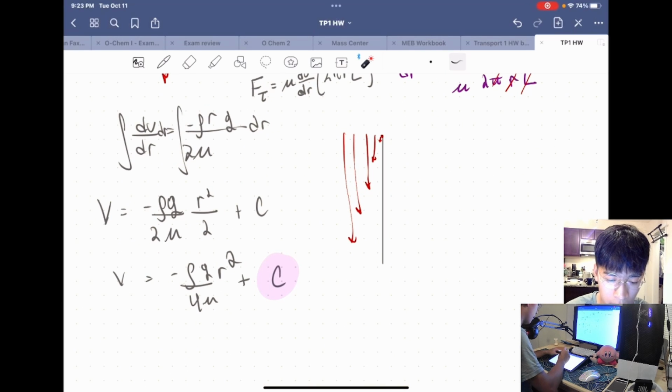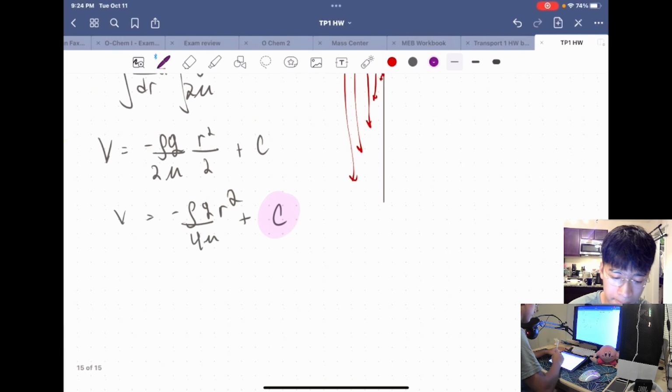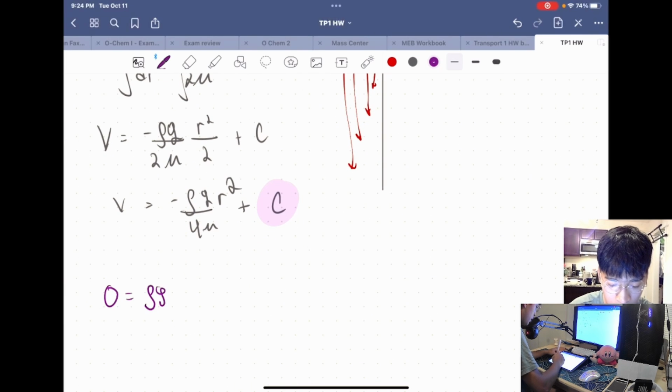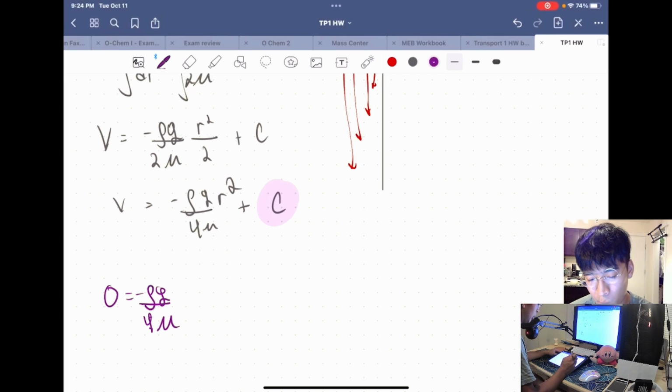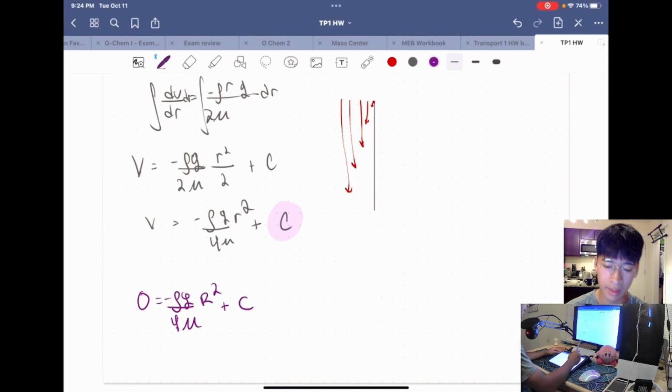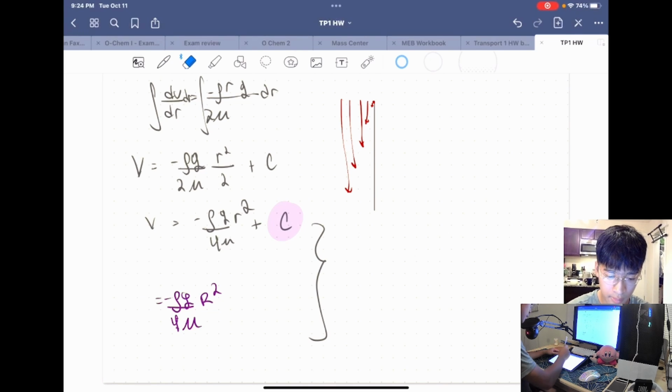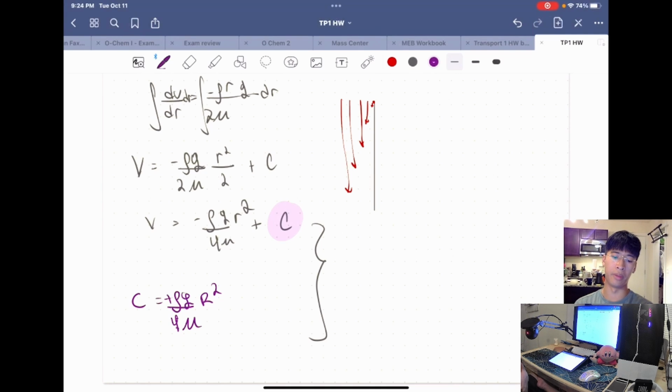So we say that 0 equals rho g over 4 mu, multiplied by big R squared, plus C. In other words, we have an expression for C, like so. C equals positive rho g over 4 mu, mu being the viscosity of the liquid, big R squared.